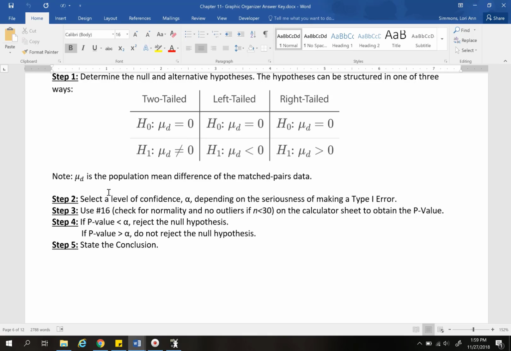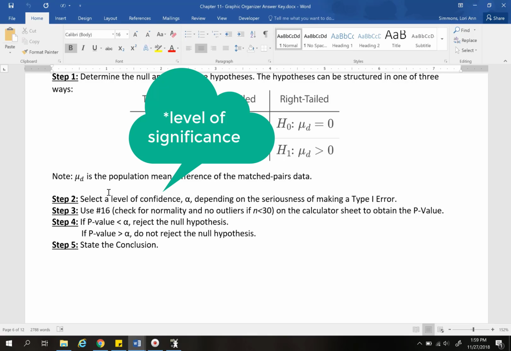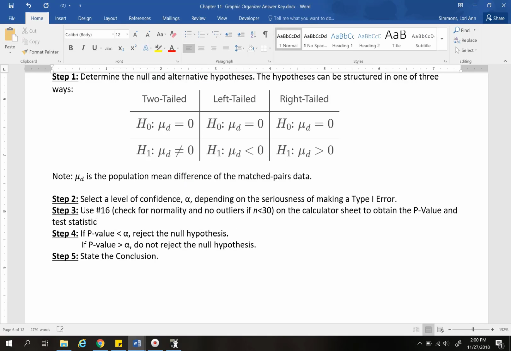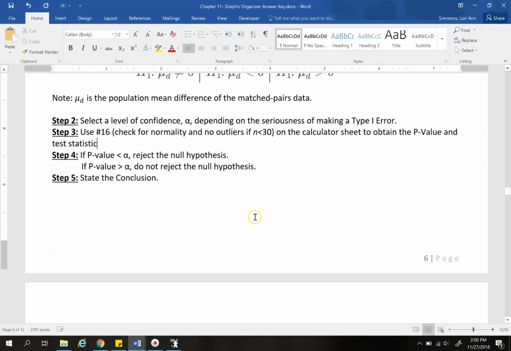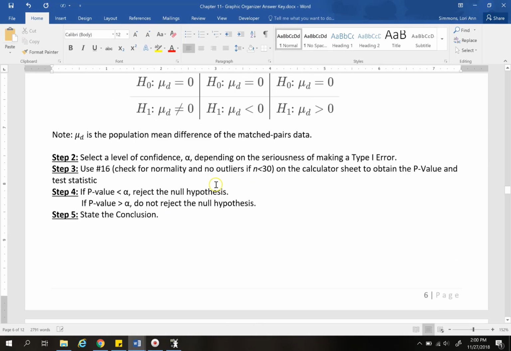Step 2 is to select a level of significance, alpha, depending on the seriousness of making a type 1 error. Step 3 is use number 16. You can check for normality and no outliers if n is less than 30 on your calculator sheet to obtain the p-value and test statistic. And if the p-value is less than alpha, we reject the null hypothesis. And if the p-value is greater than alpha, we do not reject the null hypothesis. And then we can state the conclusion.